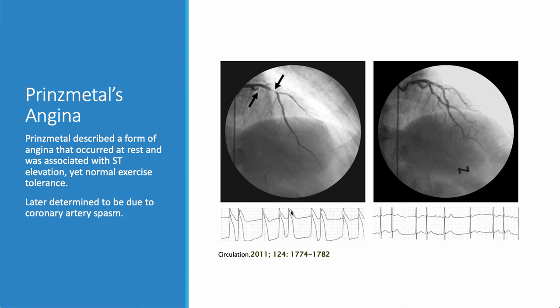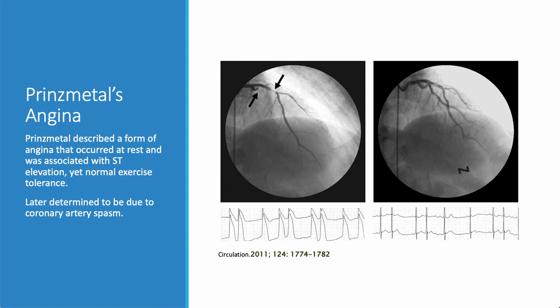This is the ST elevation that he saw. Now, why would that happen? Usually when you have pain at rest or pain with exercise, you have ST depression, and you only have ST elevation when you have an acute MI. But here's a subset of patients who had ST elevation when they developed their chest pain, and they weren't having an acute MI. That's what he described in his paper.